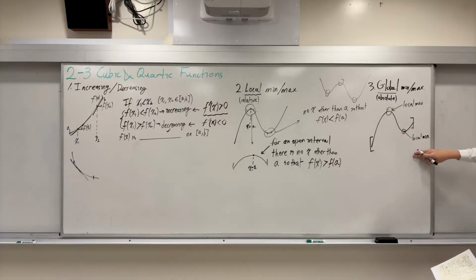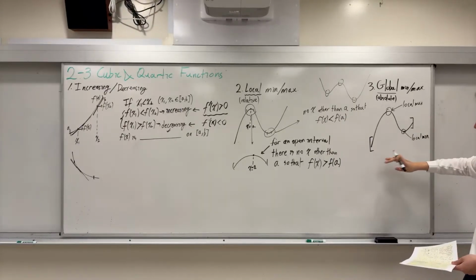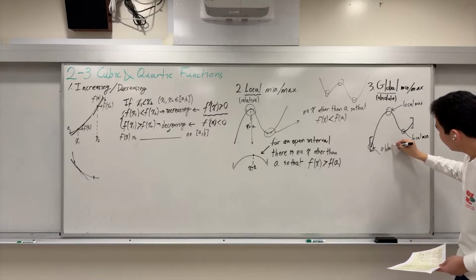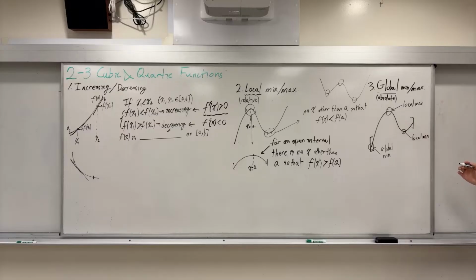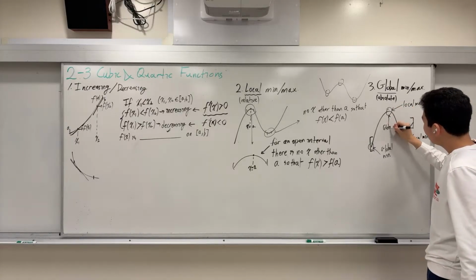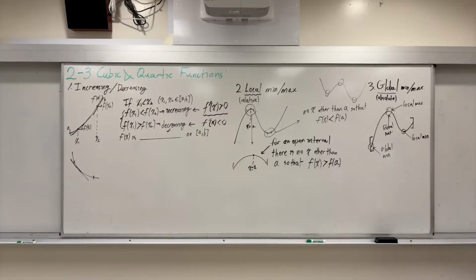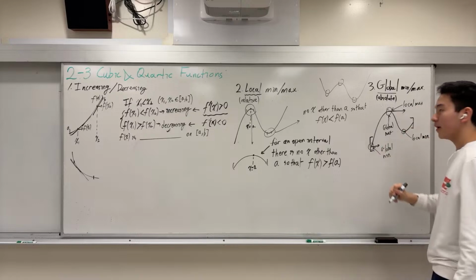Global means everywhere on the defined interval. So the lowest that you can go is right here. So this would be the global minimum, right? And then what's the global maximum? The absolute highest that this function can go to on its defined interval would be right here. So this is the global maximum. The global minimum and global maximum values refer to the function values that these two points have, okay?